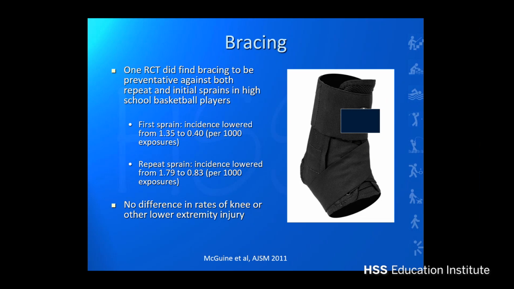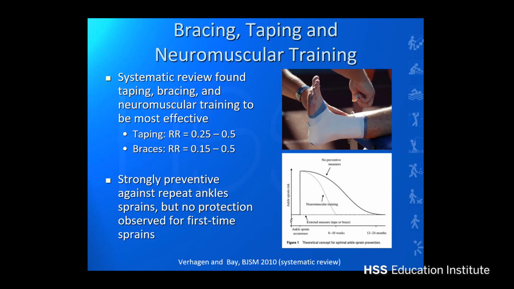So a lot of people feel like when you brace a patient, you're actually overprotecting them, or people are using that as a crutch. The only thing braces do is they actually lower your risk of having another ankle sprain. You don't get weaker. You're not worse off longer term. You're just lowering your risk for an ankle sprain. So taping and bracing are actually important.